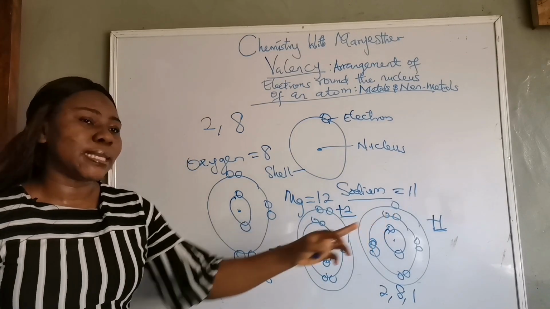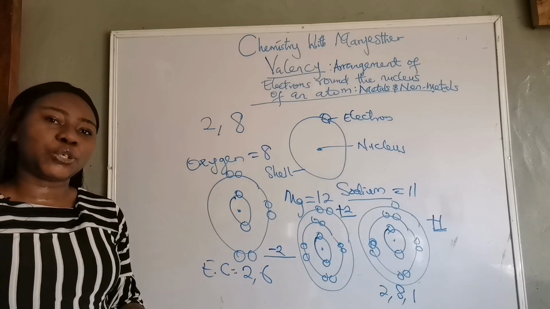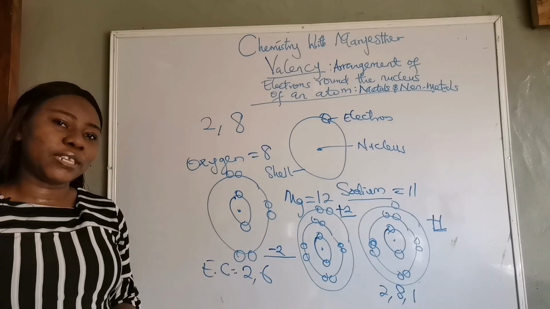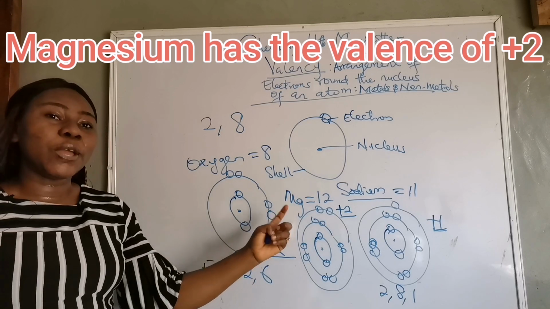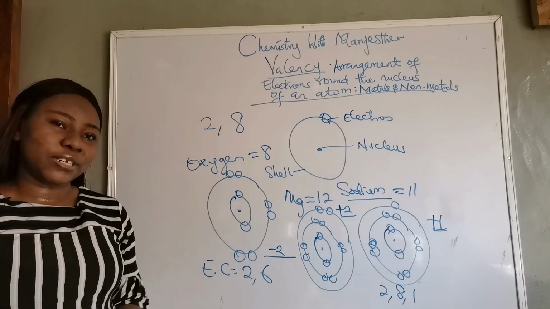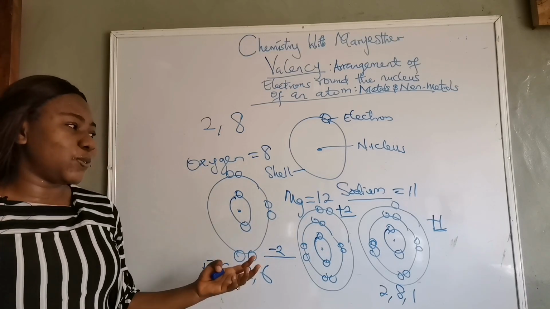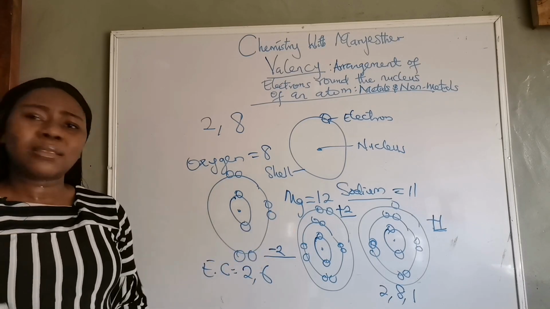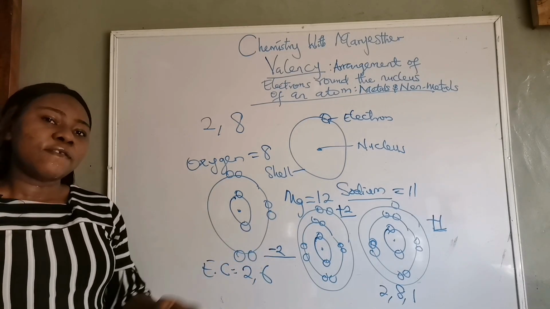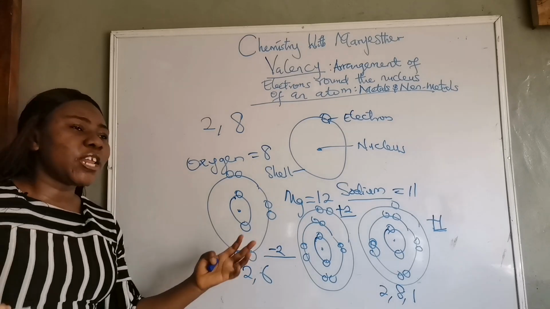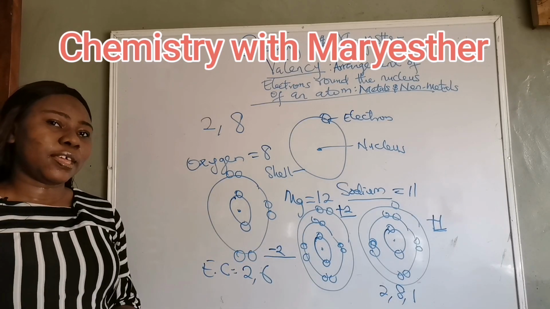And these valencies are what they bring into combination, into bonding. We'll still look at bonding. These are the things they bring in when they want to bond. Now, when someone asks you the valence of magnesium, you say it is +2. Valence of sodium is +1, valence of oxygen is -2.